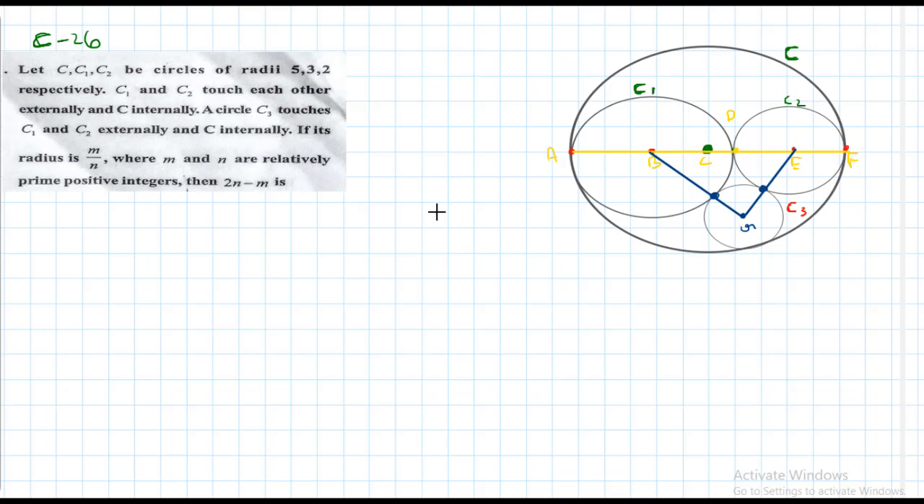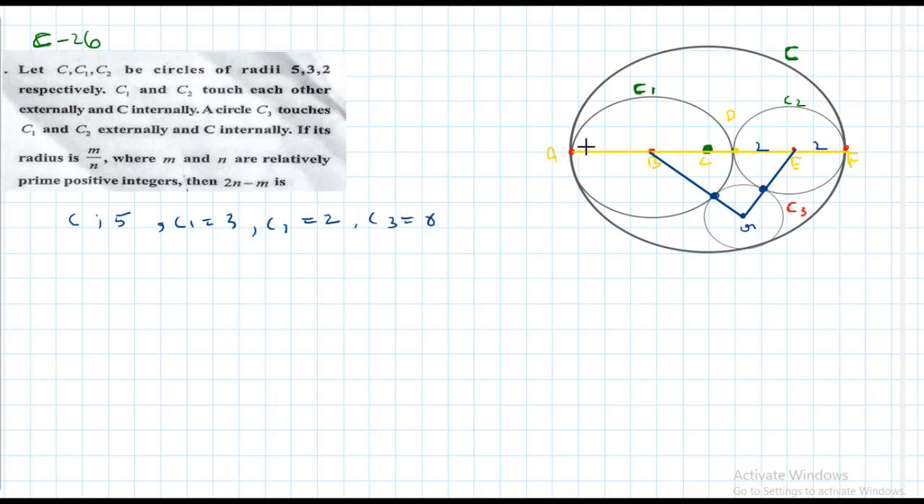Now observe, students. The C circle radius is given as 5. The C1 circle radius is given as 3. The C2 circle radius is given as 2. And the C3 circle radius is taken as R. Now in this diagram we want to label all these values. Interesting, DE is equal to 2 only, and EF is also 2 only.